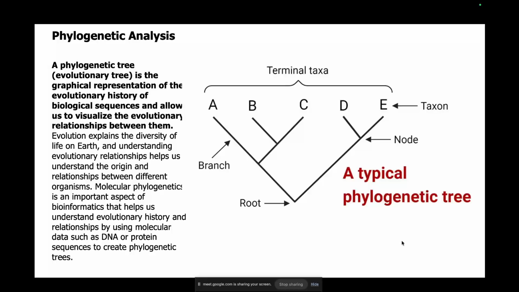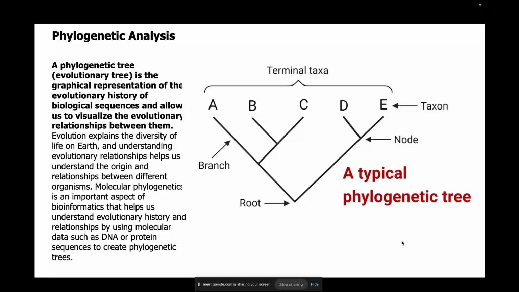So phylogenetic analysis is a major part of that, and it's not only done on protein sequences. It can be done on any kind of data.